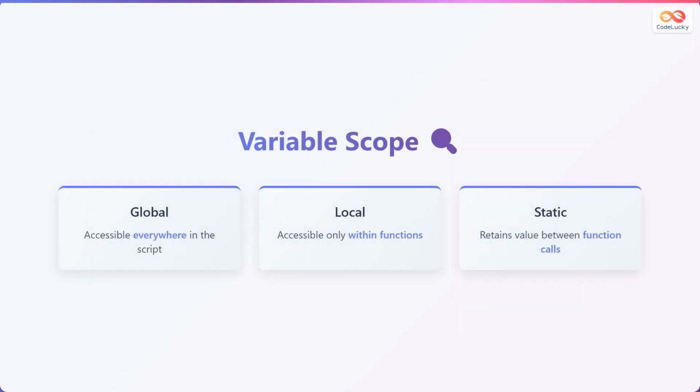Variable scope refers to the region of your code where a variable can be accessed. In PHP, there are three main types of variable scope: global, local, and static. A global variable is accessible everywhere in the script. A local variable is accessible only within the function where it is defined. A static variable retains its value between function calls. Understanding variable scope is crucial for writing maintainable and bug-free code.